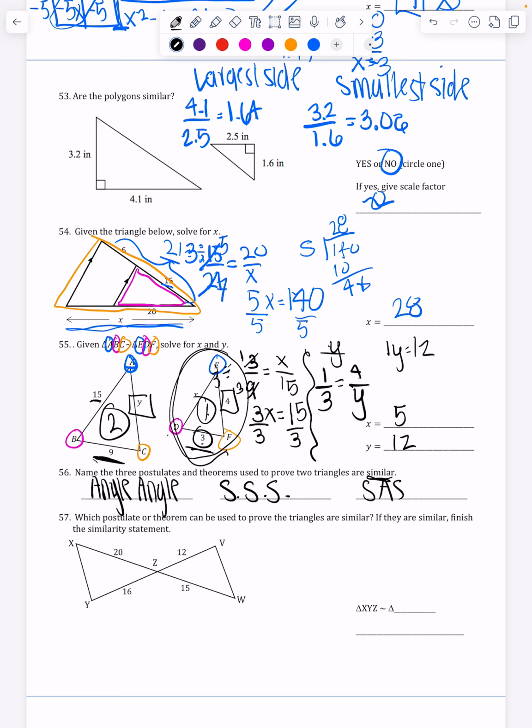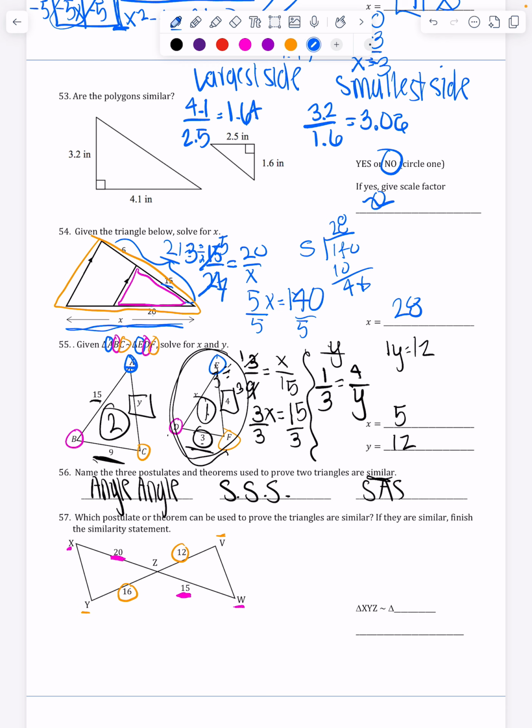Okay, so moving along here, I think what I'm going to do this time is, so 20 is my largest side and 15 is my largest side. Well, at the end of the largest side is X. I'm going to just mark it pink. And at the end of the largest side over here is a W. All right, well then I see that 16 and 12 are the two that correspond, and at the end of their line is a V and a Y.